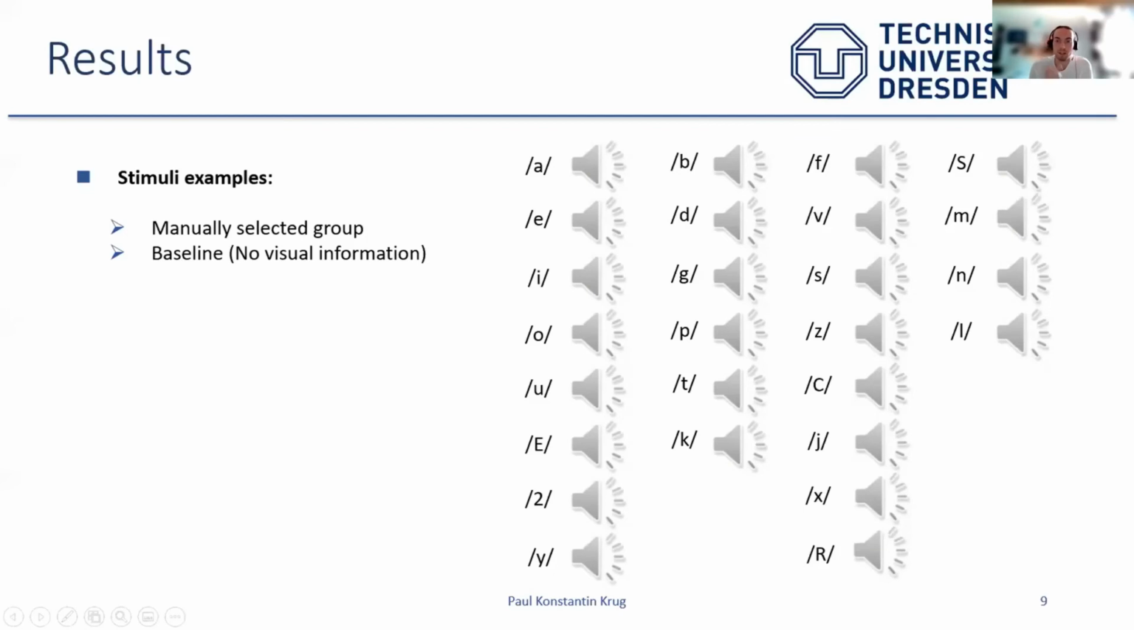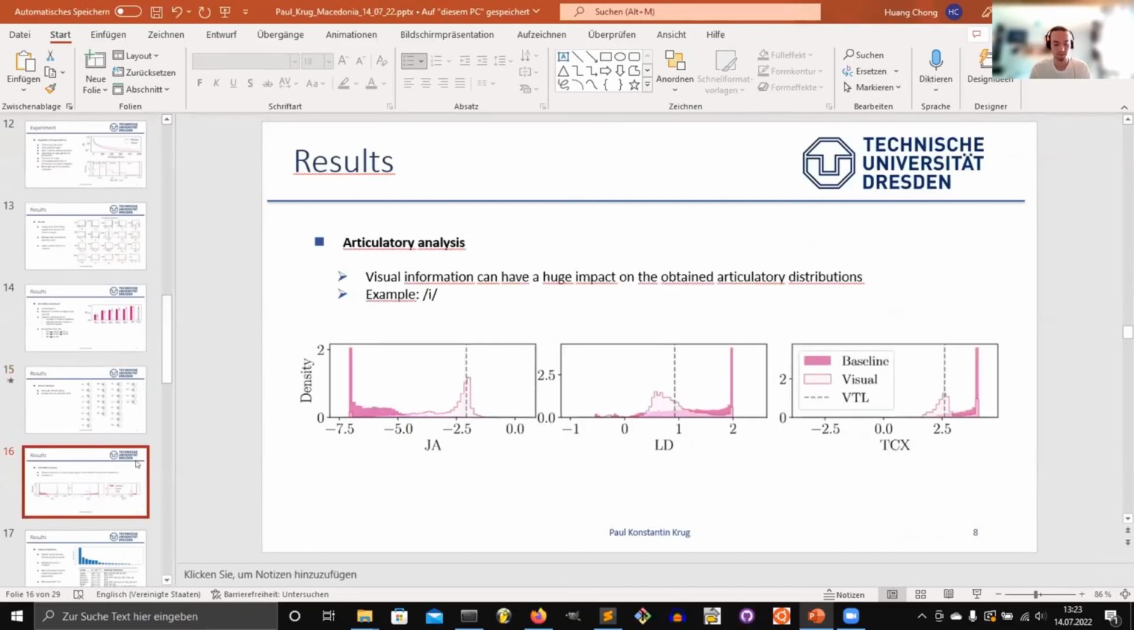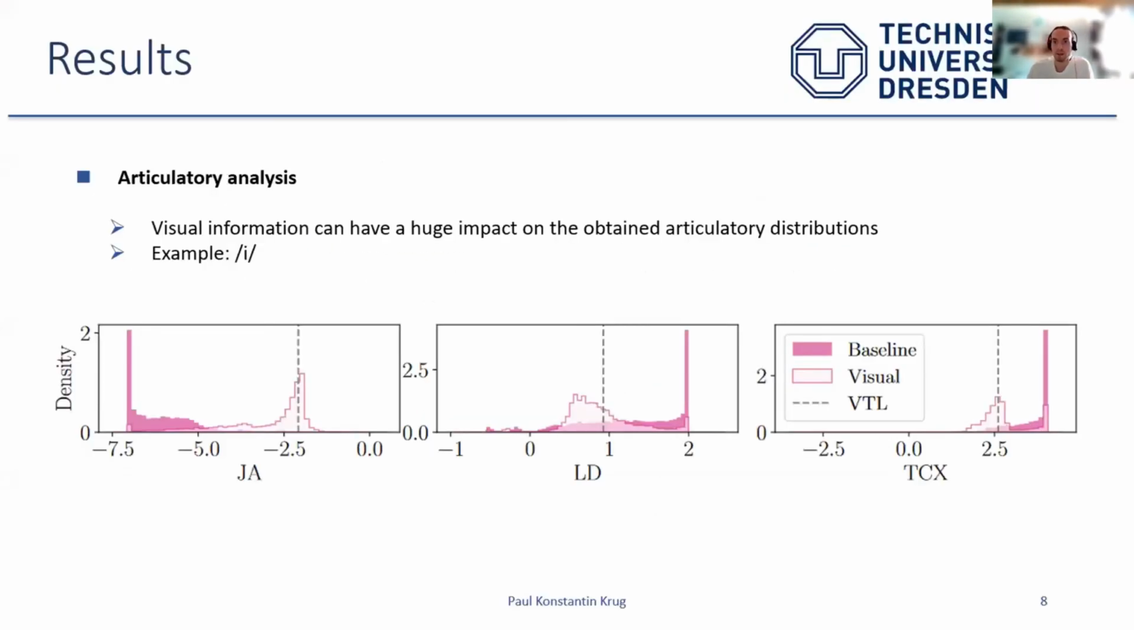So they are very intelligible, but like I said, manually selected. I didn't show you the visual samples because they sound very similar. That's also what we see in the listening experiment. We don't see a significant difference in the intelligibility of the baseline and the visual samples, which is interesting. But we see a difference between the baseline and the visual samples in their articulatory distributions.